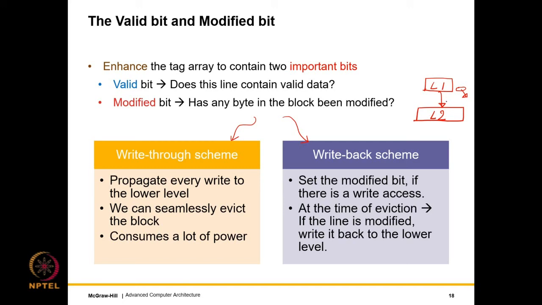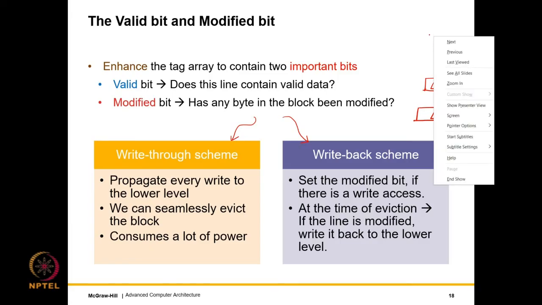The reason is because in any case, the two replicas of the block at the upper and lower level are synchronized. They are the same. This is power expensive, right? Expensive in terms of power, but nevertheless, eviction is simple.